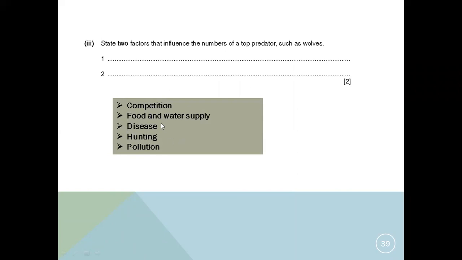Second one, we have disease. Disease can also affect the number of top predators. Third one is hunting. Here they are asking about the wolf, why their number is decreasing. Maybe they're having more competition, because the food source energy drops at the top level. And maybe disease is also one of the factors that can influence the number of top predators in this question. Another one we have is hunting. Maybe hunters are killing them, so that's why the number of wolves is decreasing.